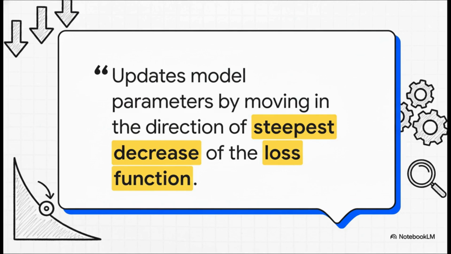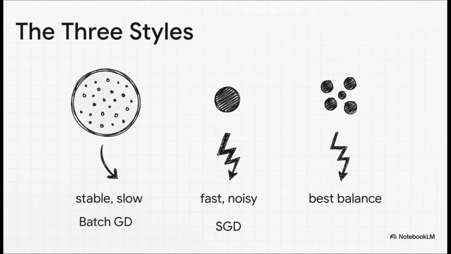It's an algorithm that tweaks a model's settings over and over again, always moving in the direction that makes the loss, that wrongness score, go down the fastest. It's simple, it's elegant, and it's incredibly powerful. And remember, our three main flavors. Batch GD is your stable but slow workhorse. SGD is the fast but chaotic option. And mini-batch GD is that best of both worlds approach that really makes modern AI possible.